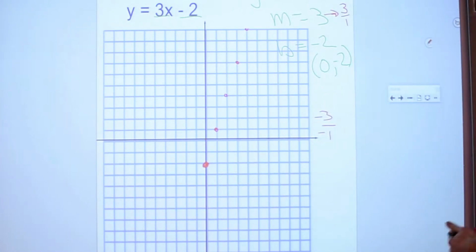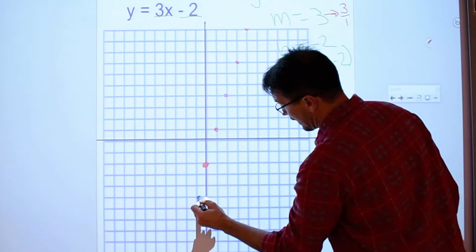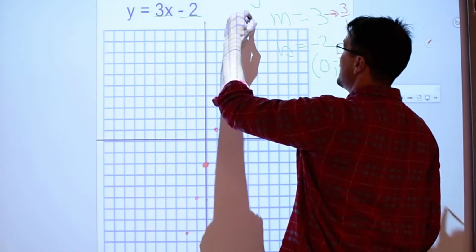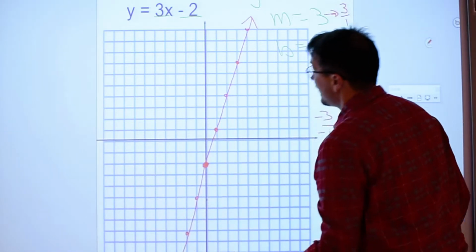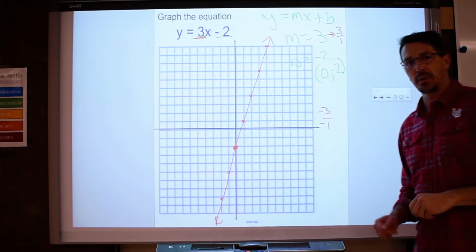Negative divided by negative is still positive. Let's see if that works. I'm going to go down 3, negative 1. Down 3, negative 1. Can't go any further because it won't fit, so I'm done. Draw my line, try to keep it as straight as possible, and voila. And my slope is positive and my line is positive, so I think I'm on the right track.